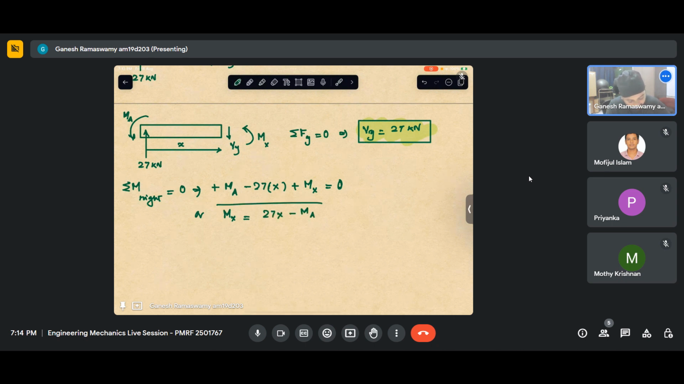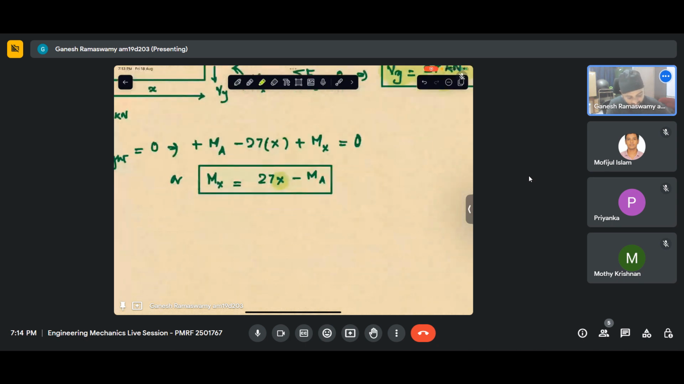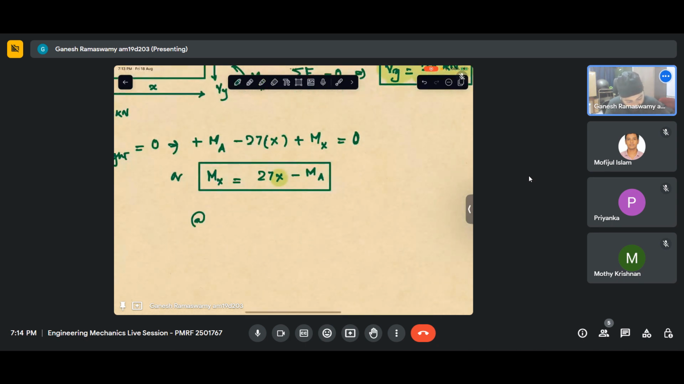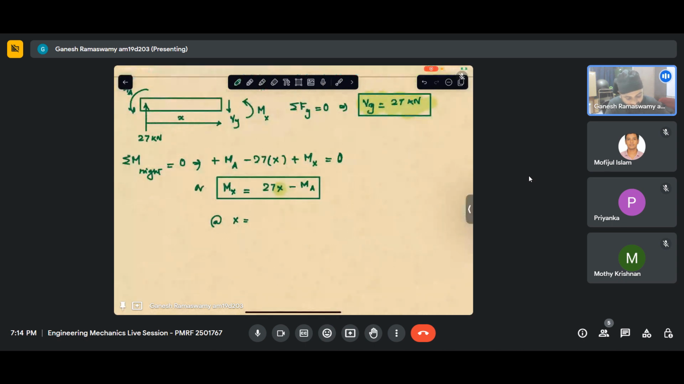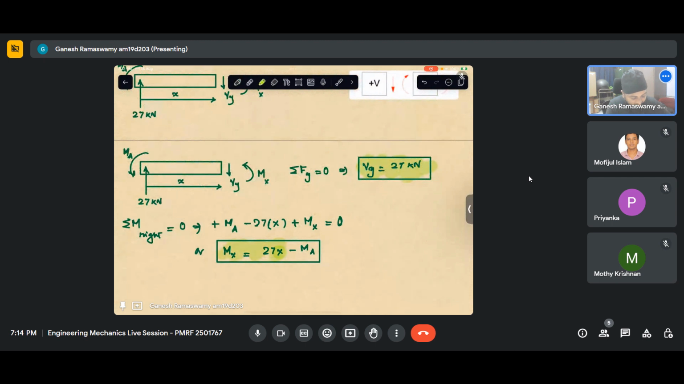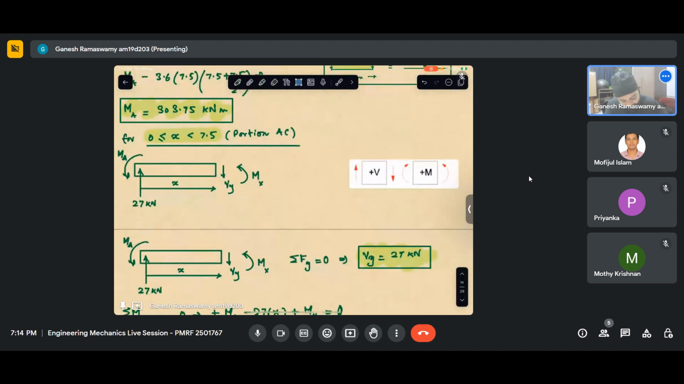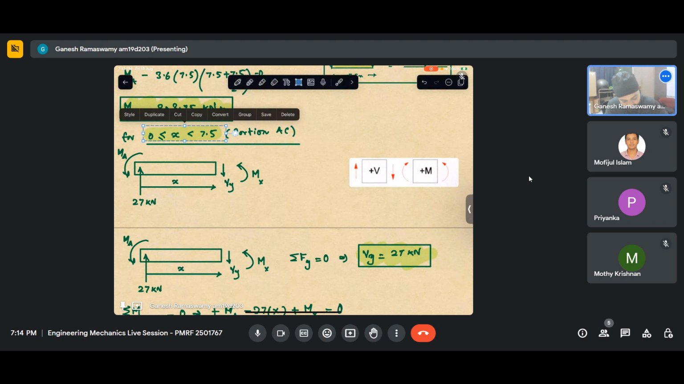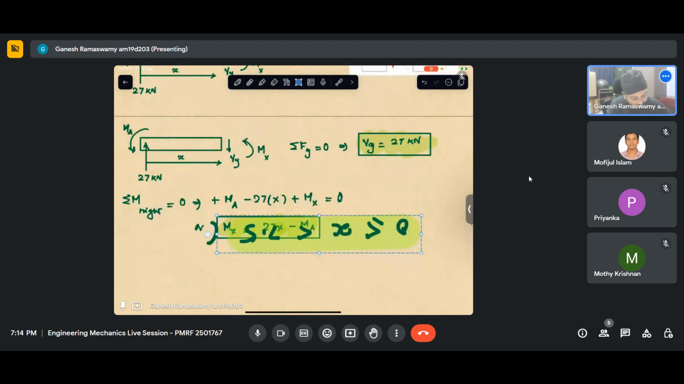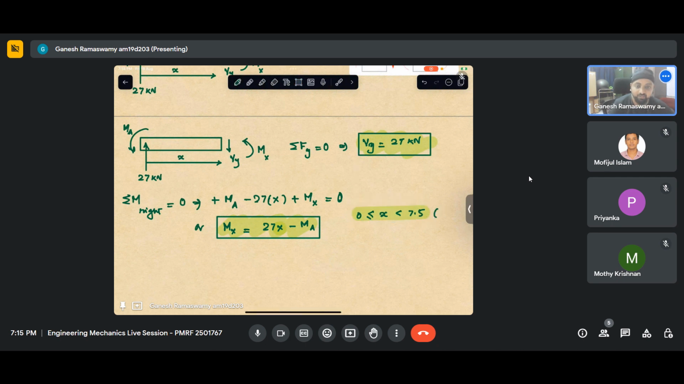As opposed to shear force, which was a constant value, I have got a variation in x, which happens to be linear because x is to the power 1. Now once I have got the equation, I can simply plug it in, because this equation is valid for this range. So if I plug in the extreme values, I'll be able to see what the values are.